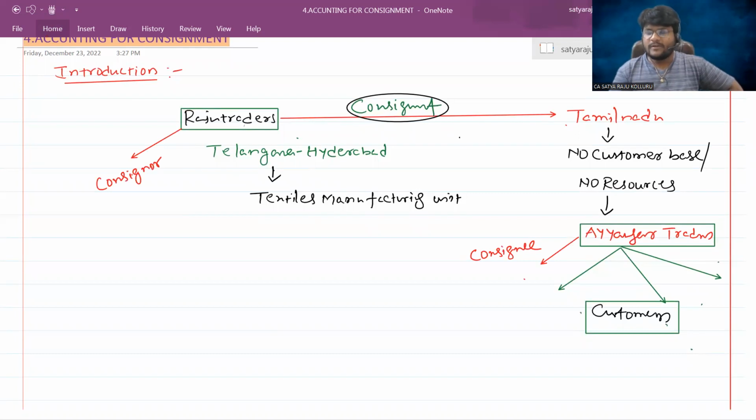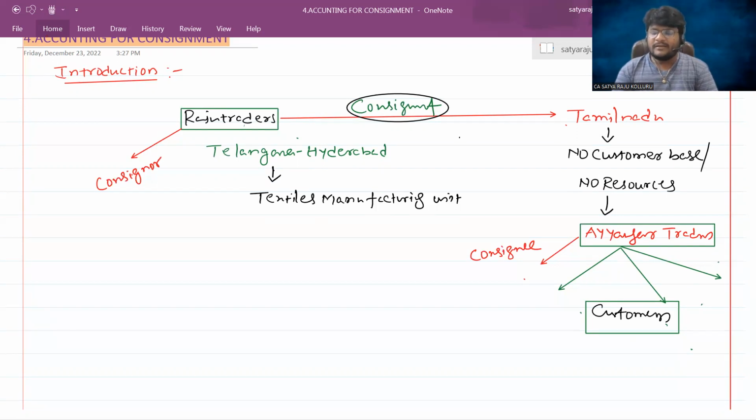Anyway, customers are the customers. Now, the person who sends goods in the consignment business is technically known as the consignor. The person who receives such goods and ultimately sends such goods to the customers is known as the consignee. And the customers are those to whom the consignee ultimately sells such goods. That means in case of consignment business, three different parties are involved. One is the consignor, another is the consignee, and the other party is the customers. Do you agree?